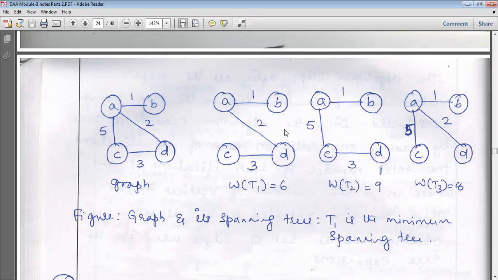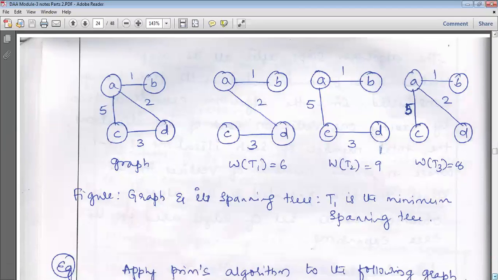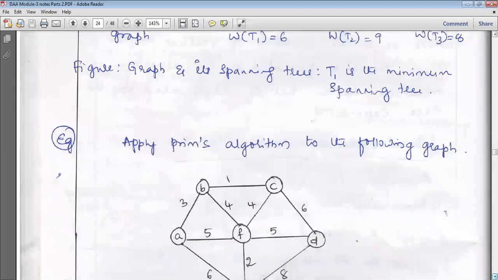All the vertices should be included, and all the vertices are included. If we calculate, we get the cost as 6. Again, this is also a spanning tree, where all the vertices are connected. Here the cost is 9. Again, if you see this one, all the vertices are connected, and here the cost is 8. These are the different spanning trees for a given graph. Among these, our step is to consider the minimum cost and construct the minimum cost spanning tree.